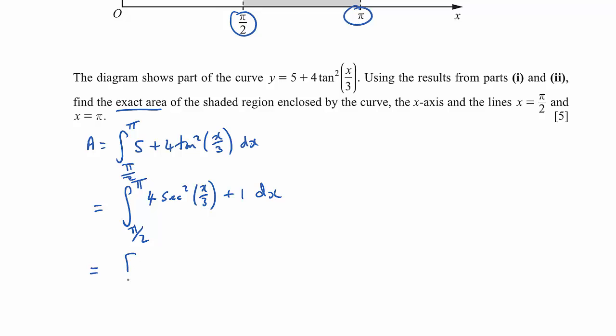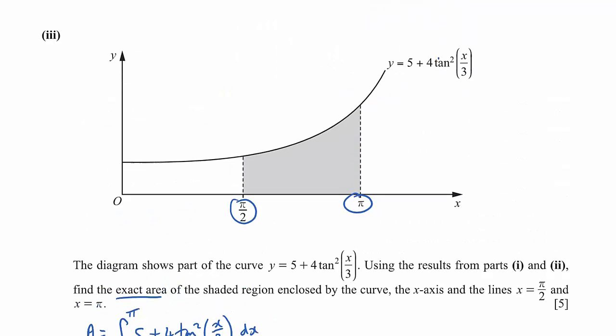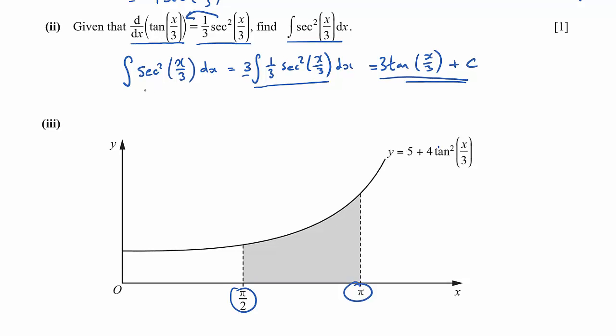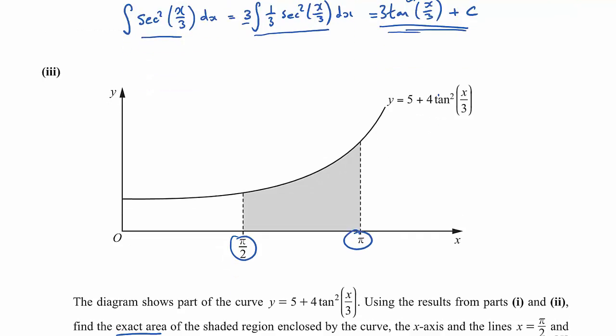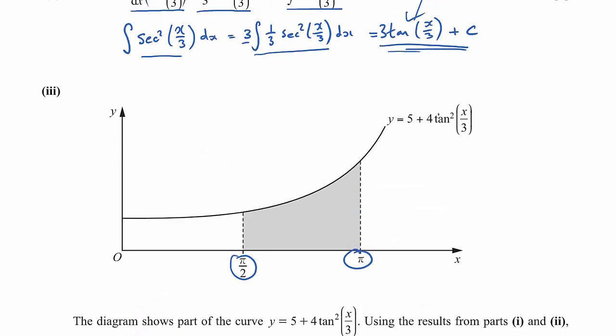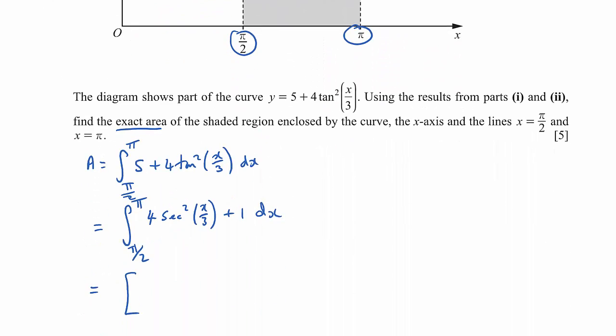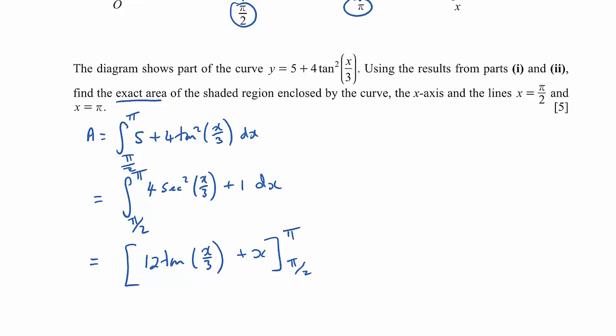So now let's look at the result we had just here. The integral of sec squared is going to be this. And we've got 4 sec squared x over 3's there, so that's going to be 12 tan x over 3. Add x for integrating the 1 from pi by 2 to pi.